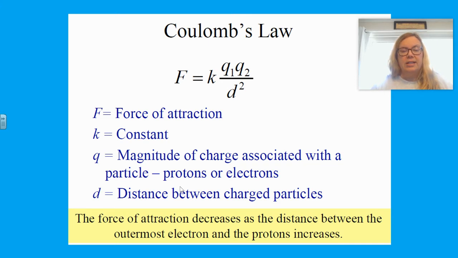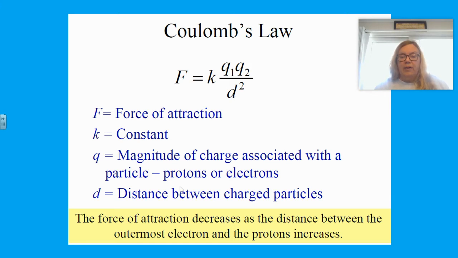So we have a K constant, and that's not really going to have much of an effect right now. But the Q's are the magnitude of charge associated with a particle. So that's basically the number of protons or electrons. And that's where we refer to the effective nuclear charge. As we know, if there are more protons in an element at a particular energy level, then there's going to be a higher effective nuclear charge, meaning there's more of a pull from the nucleus. Now, the d is simply the distance between the charged particles.